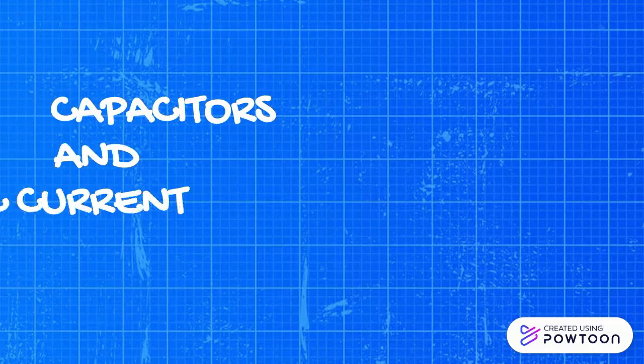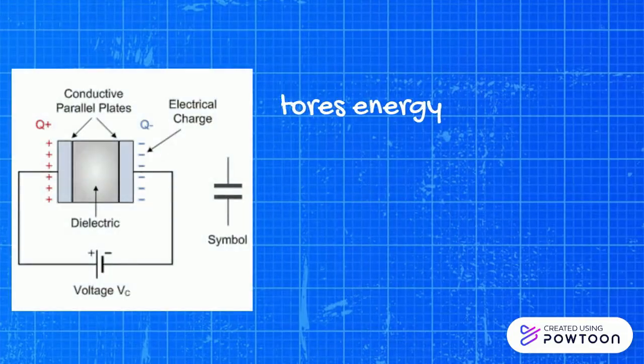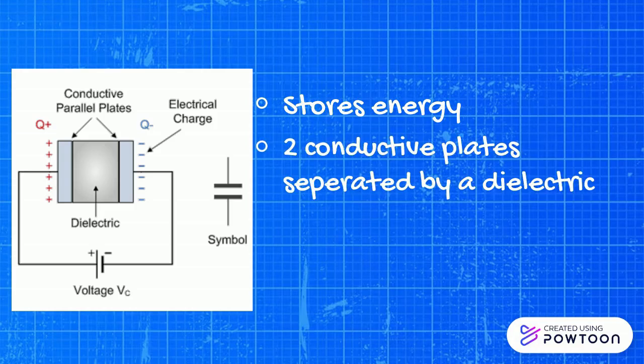This video explains capacitors and direct current, and how capacitors behave when connected to DC sources. A capacitor is a passive electronic component that stores electrical energy in an electric field. It is made of two conductive plates separated by an insulating material called a dielectric.